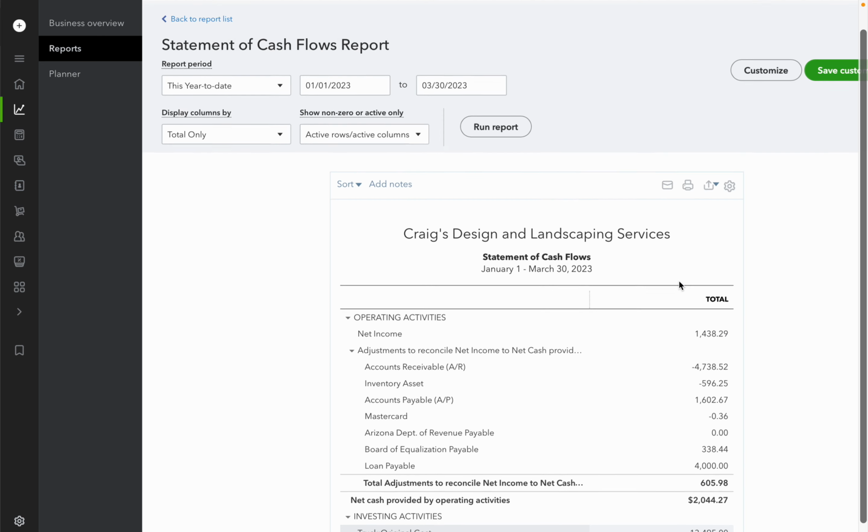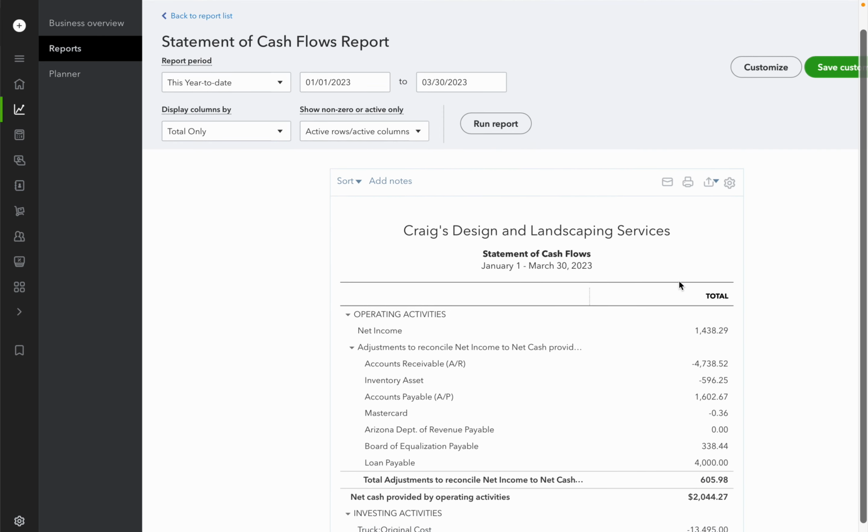All right, that is how you read your financial statements at the most basic level. I recommend you go into your QuickBooks Online right now and practice this on your own so that you can review these financial statements whenever you want.